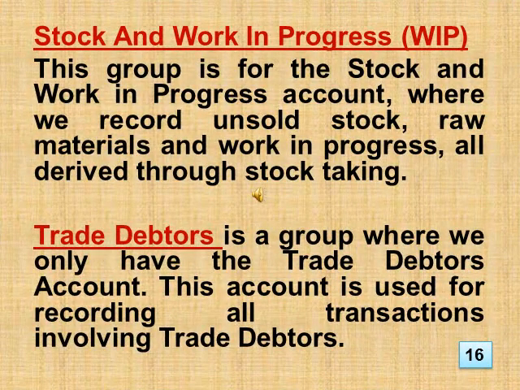Stock and work in progress, WIP. This group is for the stock and work in progress account, where we record unsold stock, raw materials and work in progress, all derived through stock taking. Trade debtors is a group where we only have the trade debtors account. This account is used for recording all transactions involving trade debtors.